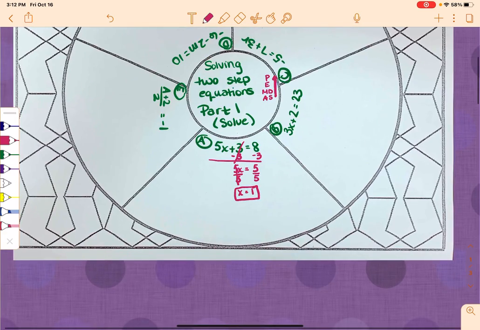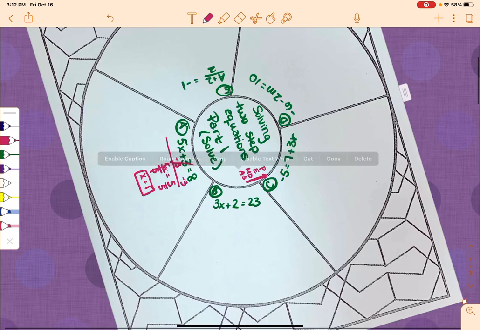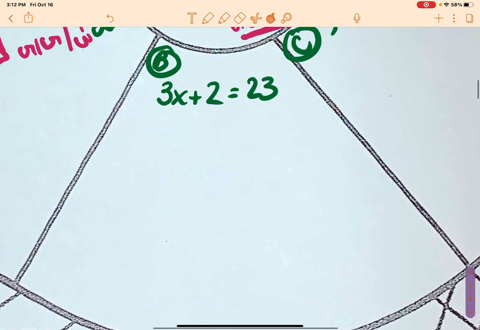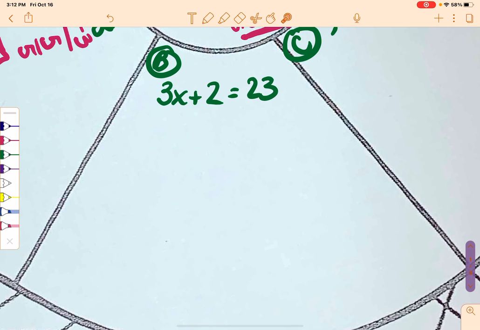I'm going to go to the next one, so I'm going to turn this. Here is my next one for B. So if I look at this, I have 3 times x plus 2 equals 23. So if I want to get x alone, I got to get rid of this. So the opposite of adding 2 is subtracting 2. So remember, both sides of the equals. This cancels. I'm left with 3x. 23 minus 2 is 21.